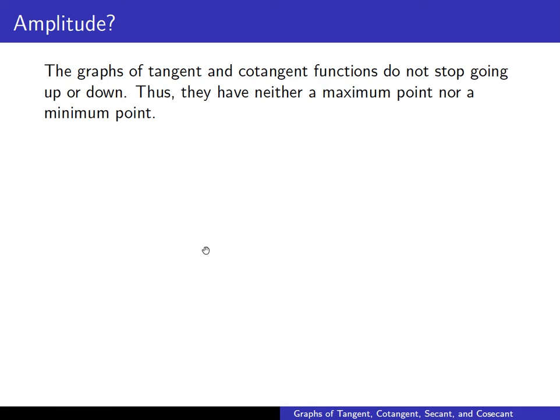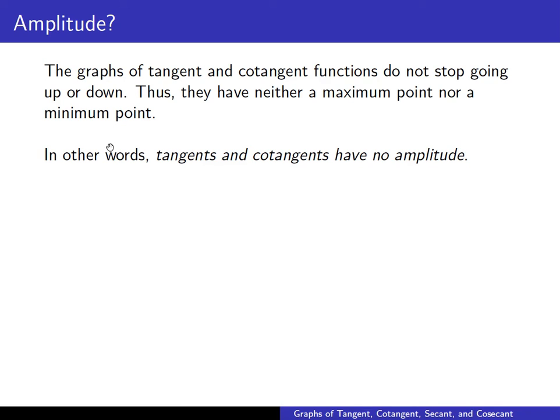So looking at the graphs of tangent and cotangent, they don't stop going up or down. In fact, the closer they get to the vertical asymptote, the either higher up they go or the further down they go. So because they don't ever stop going up or down, they're not going to have a maximum point and they're not going to have a minimum point either. So tangent and cotangent won't have a maximum nor will they have a minimum. So they have no amplitude.